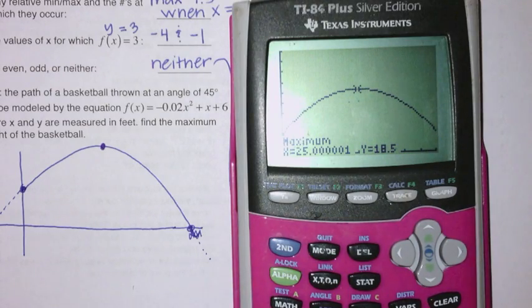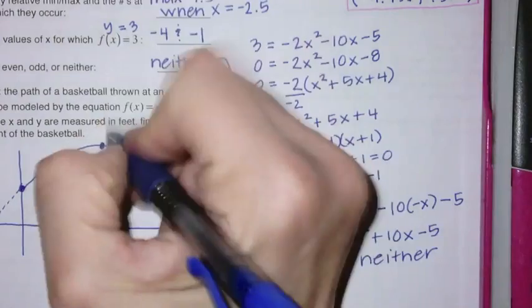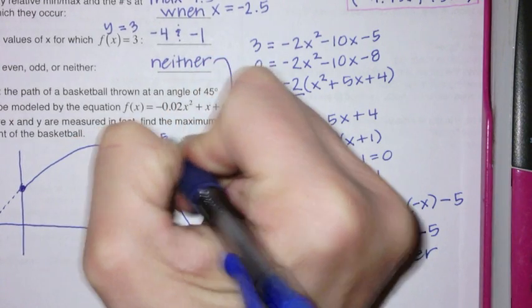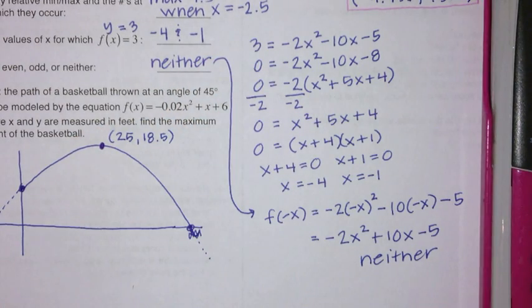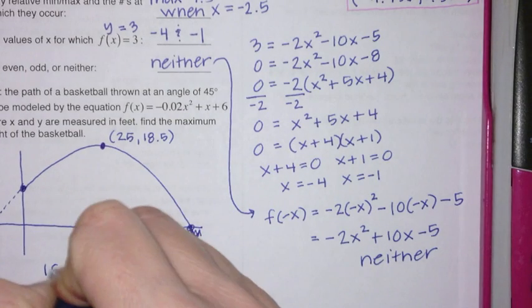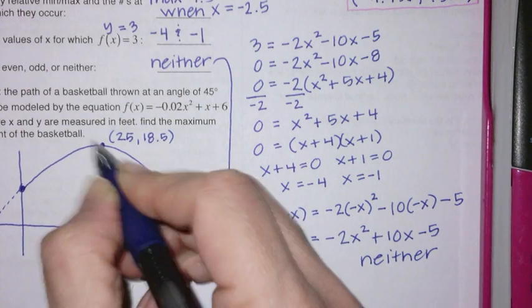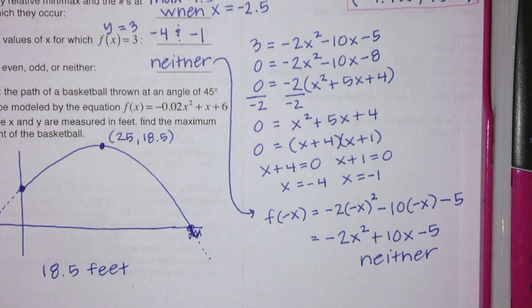The question asks, what is the maximum height of the ball? It's your job to interpret that point. Which number is it? The answer is 18.5 feet, because that is the maximum. It's the y value. And that's it for today on the graphing calculator.